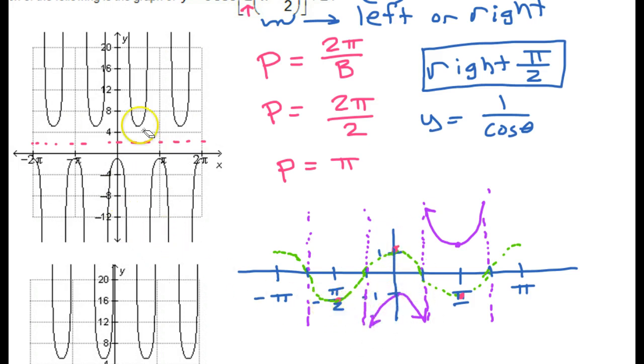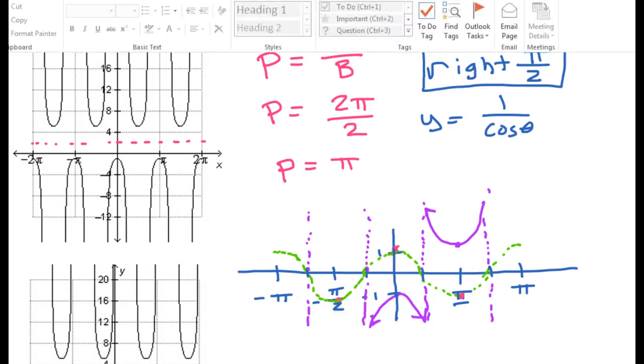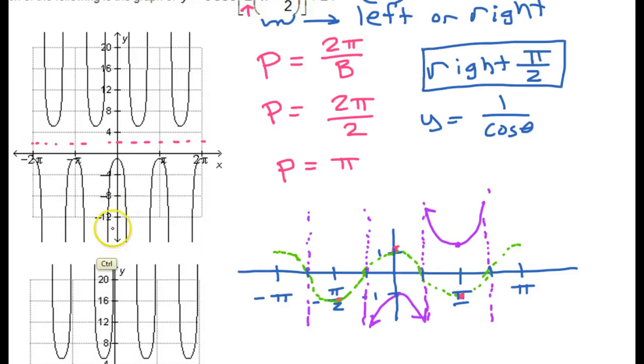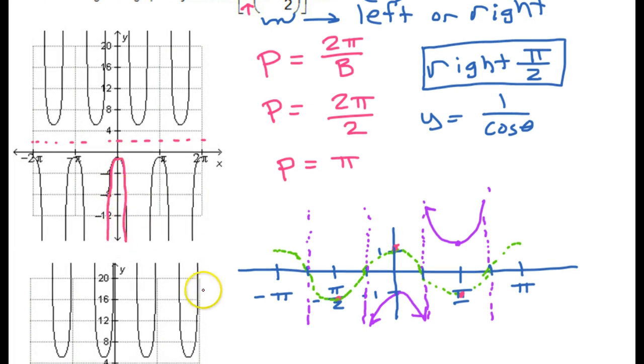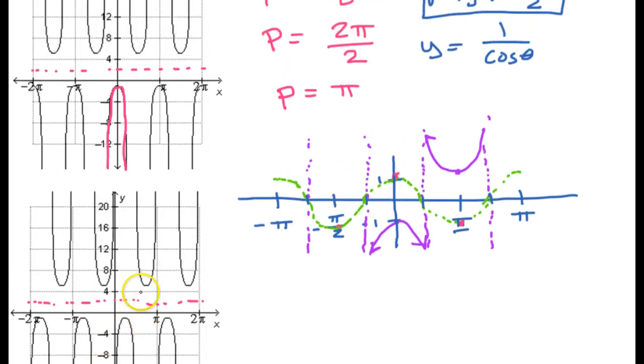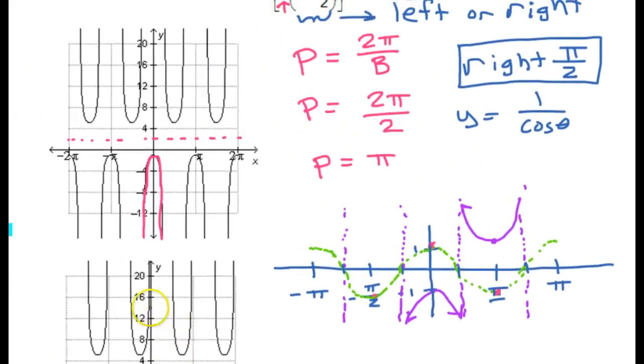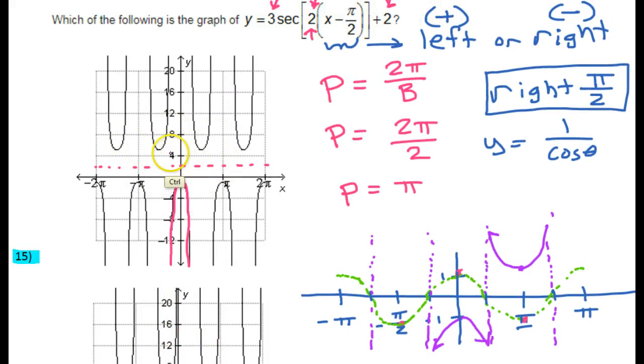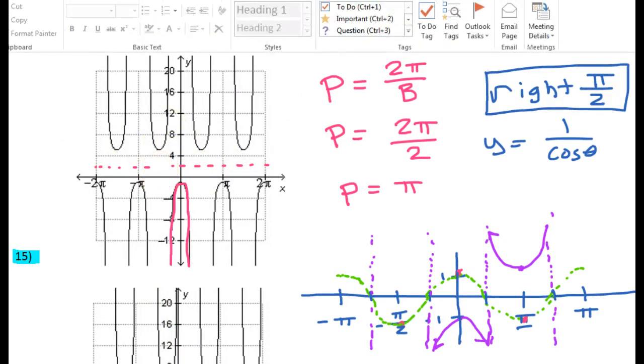Okay, so when I look at these two pictures, I see right here I have a downward facing loop right on the y-axis. Alright, when I look at the other picture, there is no downward facing loop right on the y-axis. Okay, so that tells me that the very first picture is going to be the answer.